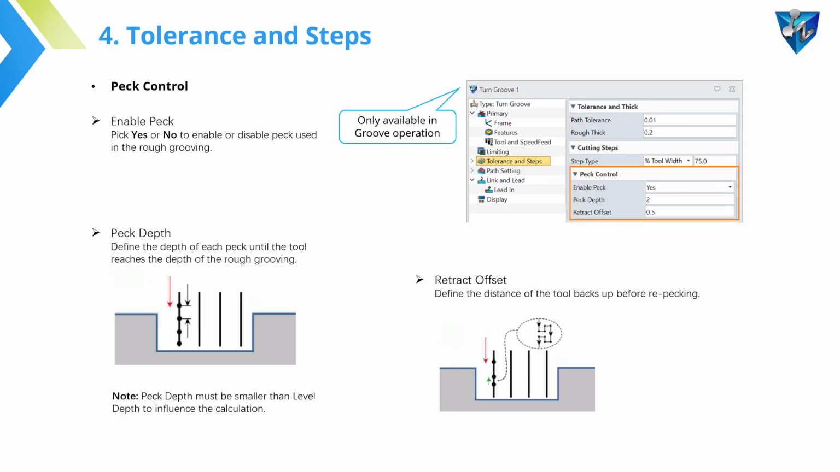PEC control is a feature that's exclusive to groove operations. When you select Yes for PEC control, it enables two additional options, PEC depth and retract offset. You can use PEC depth to specify how deep each PEC goes until the tool reaches the desired depth for rough grooving. Retract offset allows you to define the distance the tool backs up before making another PEC.